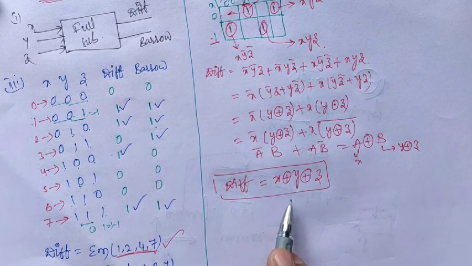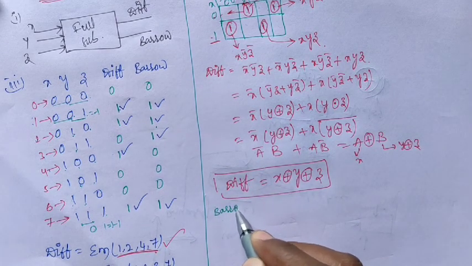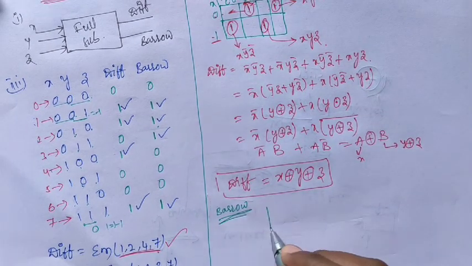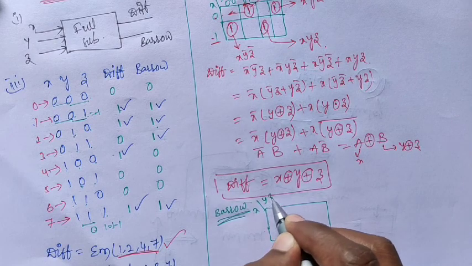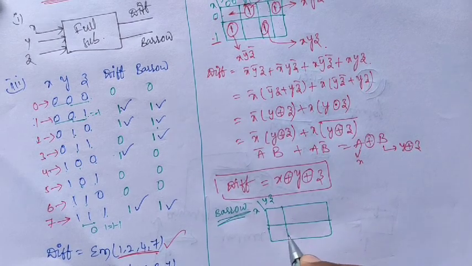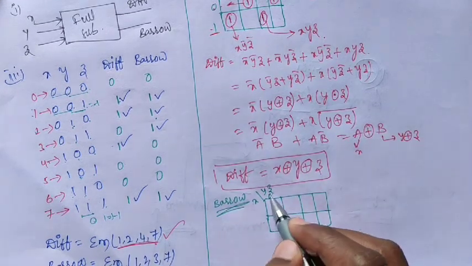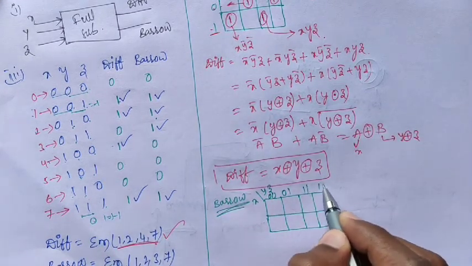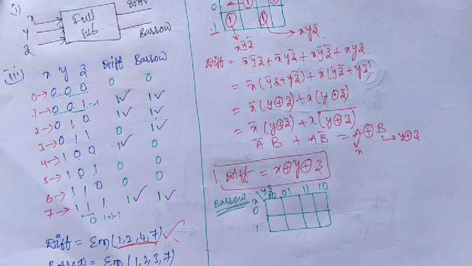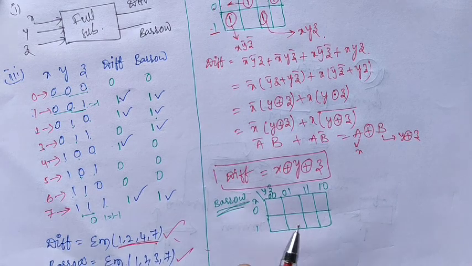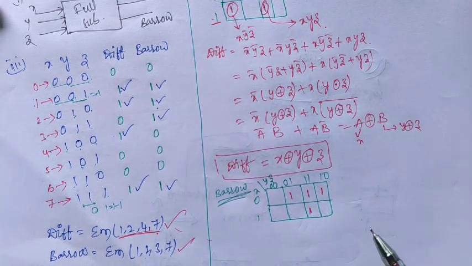Next, borrow. I just converted it into special gates operation. Now the borrow indication. Borrow means, here x, y, z. Here what are the borrow indications? 0 0, 0 1, 1 1, 1 0; 0 1 1 2 4 7. Here the min terms are 1 2 3 7. These are the 1 2 3 7 places.